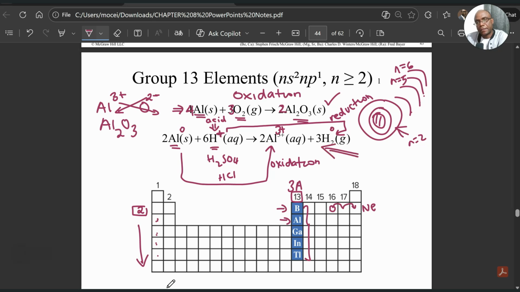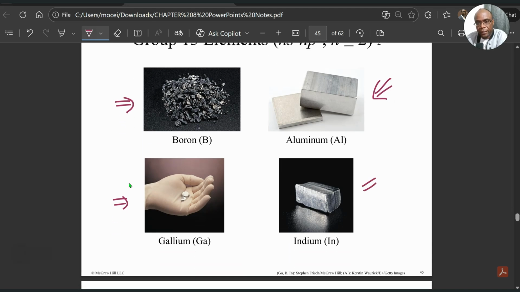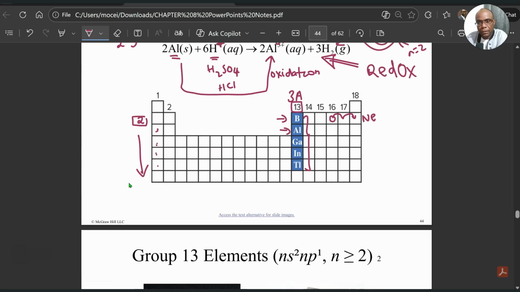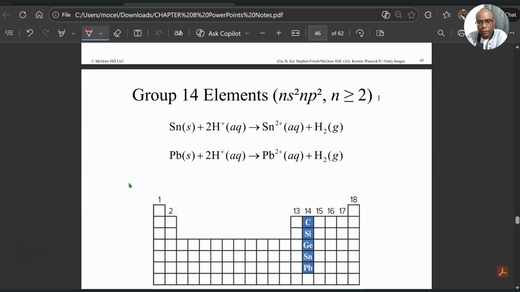So this reaction right here is a representation of a redox reaction where reduction and oxidation happen at the same time. Those are 2 representative reactions we can show based on aluminum in overall group 13 or main group 3A. Now you're looking at samples of boron, an aluminum block, gallium. Usually gallium melts when you hold it in the hand, and then you have indium. Those are 4 examples from main group 3A or overall group 13.